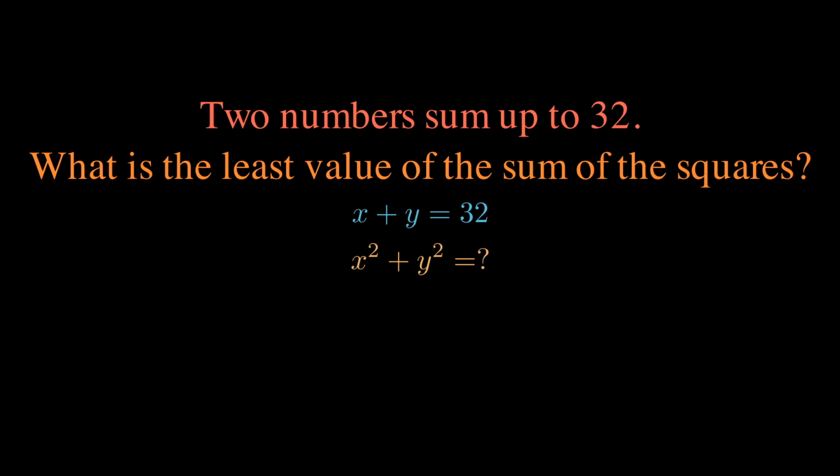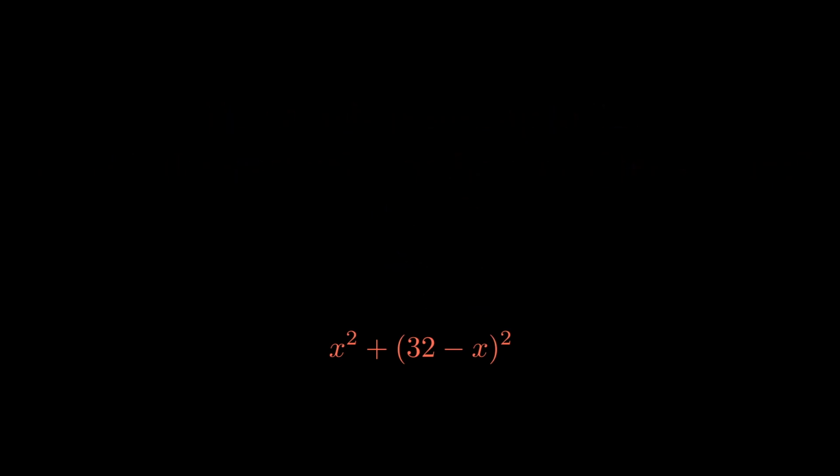Now, we don't want to deal with so many variables at once, so we can use the first equation, x plus y equals 32, and then we can subtract both sides by x to get an expression for y, and that means y equals 32 minus x. So we substitute that in, and now we know that we want to find the least value for x squared plus (32 minus x) squared. So we can expand this to get 2x squared minus 64x plus 1024.